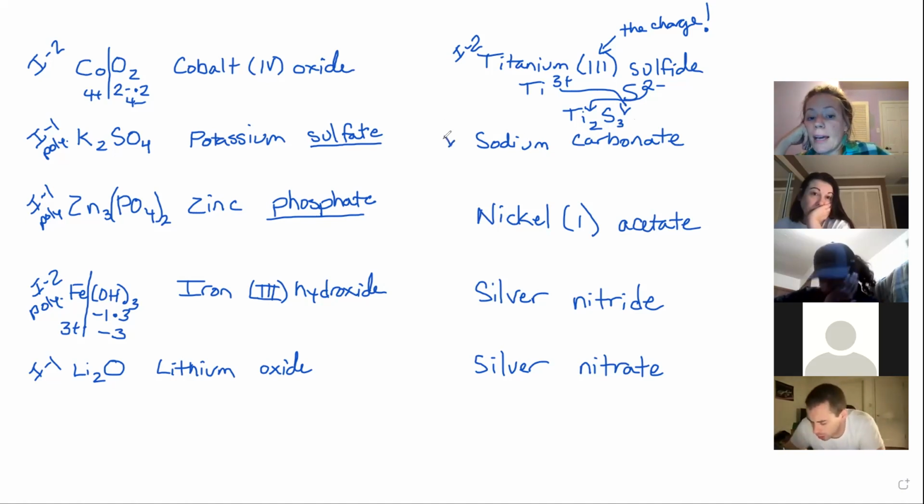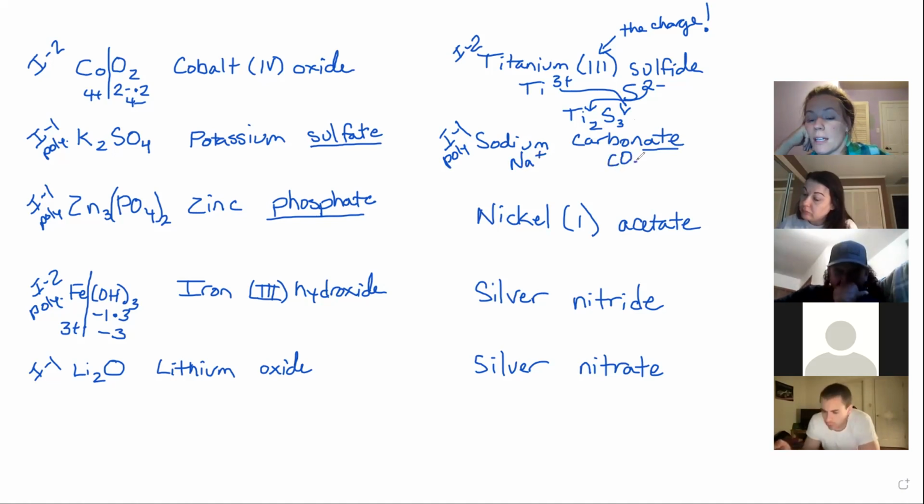Sodium carbonate, this is ionic. It's type 1, it's predictable, so you'd get it off the periodic chart, and there is a polyatomic ion in this. How do I know it's a polyatomic ion? Because -ate is a good indicator that you need a polyatomic ion. Carbonate with sodium. All right, sodium, Na, it's in column 1, so it always has a +1 charge. Carbonate is CO3 with an overall 2- charge.